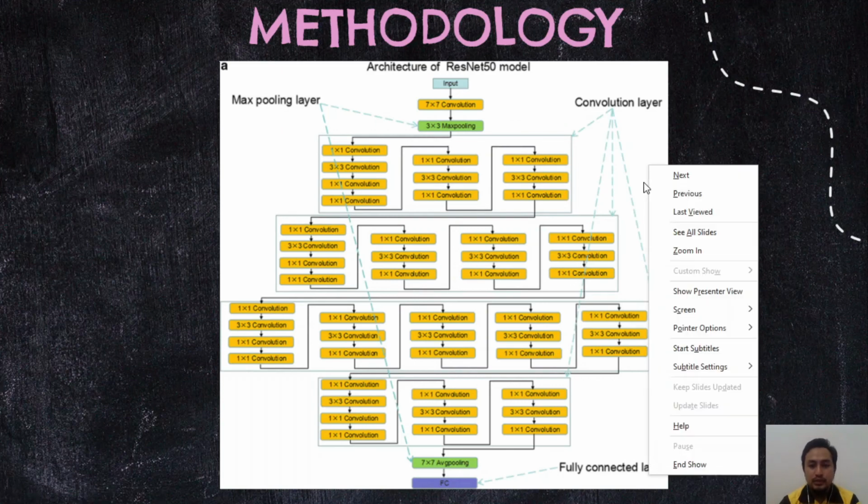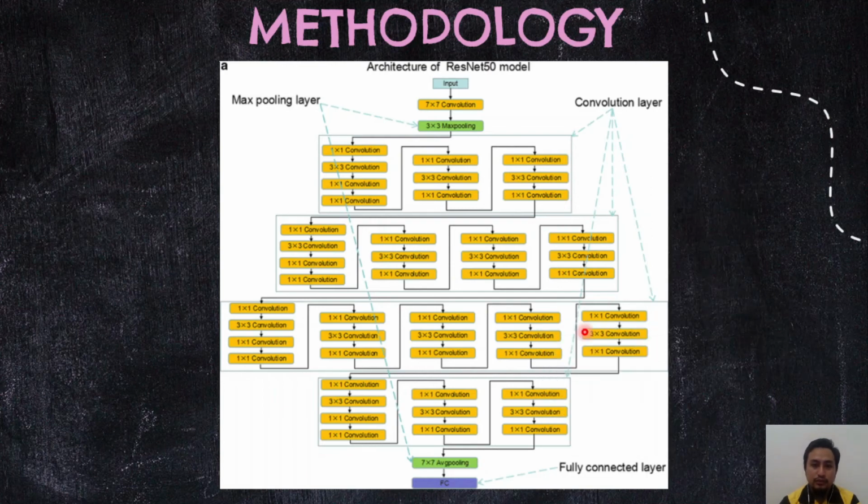So here is the architecture of the ResNet model. It contains 50 layers in total, and the first one is a 7 by 7 convolution. And the second layer is a 3 by 3 max pooling layer.